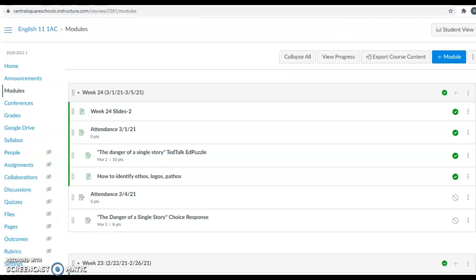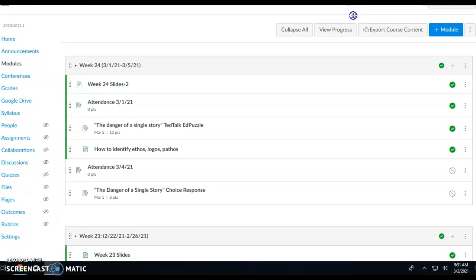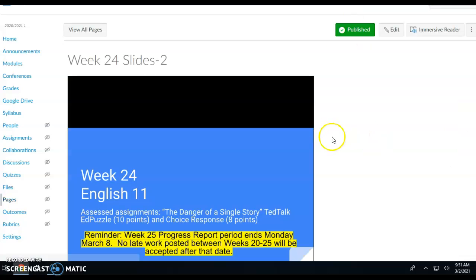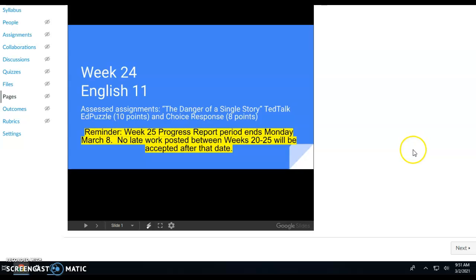Good morning. For this week, we are working on the week 24 modules. So to find your assignments, you can go into the week 24 slides. On day 1, so Monday or Tuesday, depending if you are 1AC or 3BD, you're going to complete the Danger of a Single Story TED Talk. And then on Thursday, Friday, you'll do the Danger of a Single Story Choice Response.